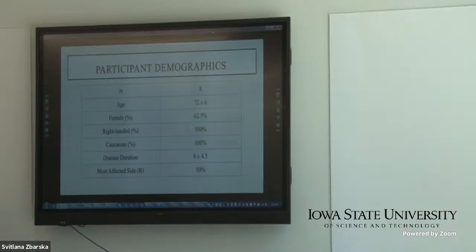These are participant demographics. We did have a small sample size of 8 participants. Their average age was 72. We did have a 62% female population, and due to our collection setup, they were all right-handed. They were 100% Caucasian, and the average disease duration was 8 years. And 50% of participants said that their most affected side was their right side.